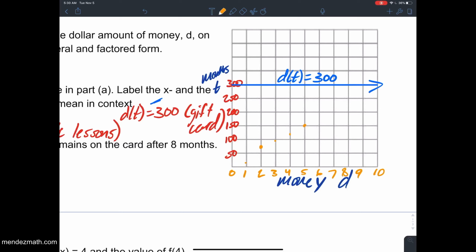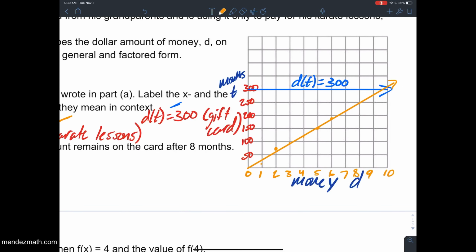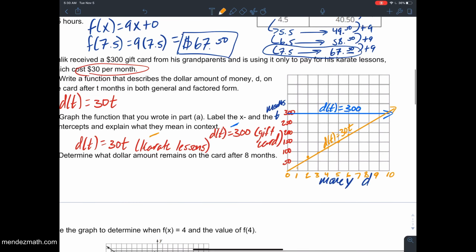15. 6 times 3 is 18. You get the picture. So something like that. And this will be 30T. Okay. So that's the second one.